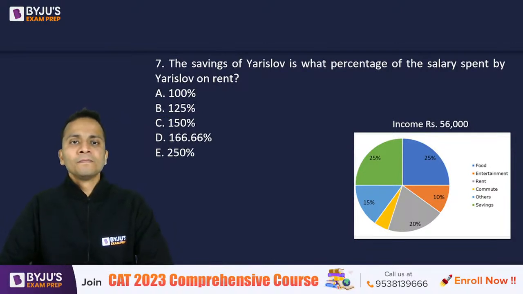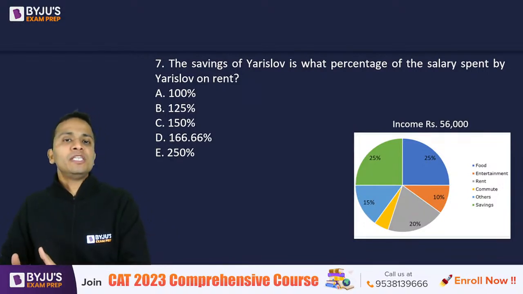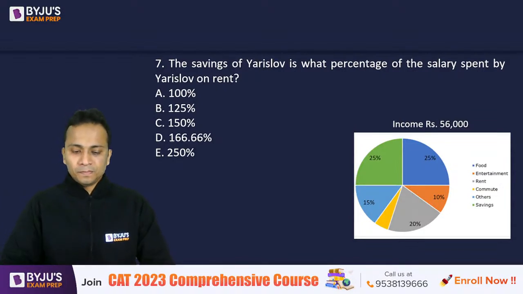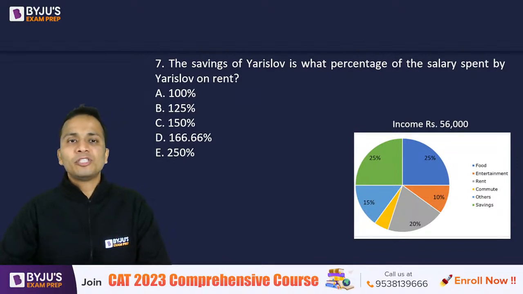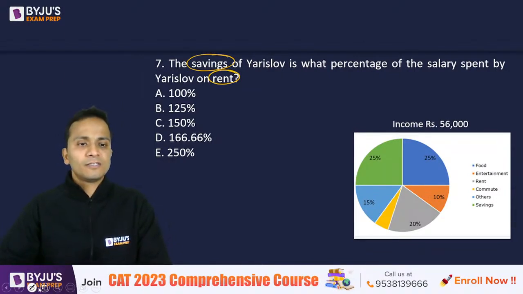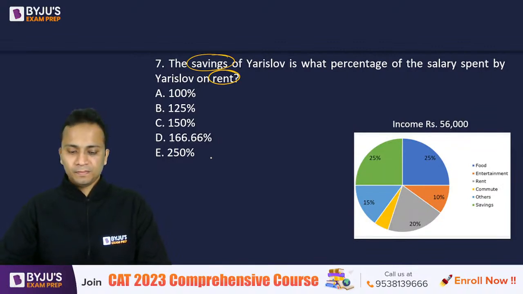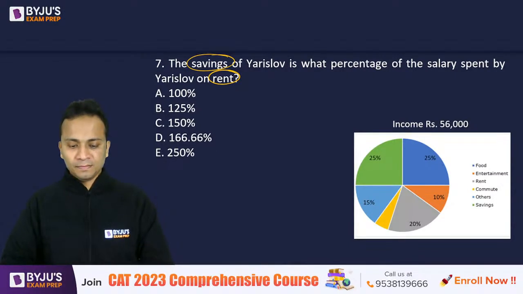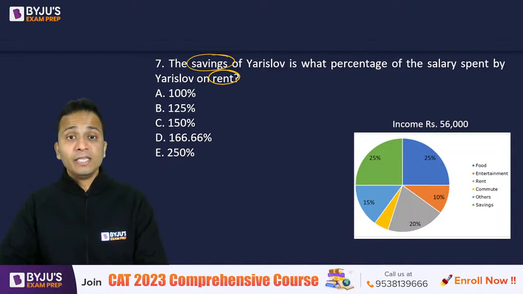Question number 7. The savings of Yarislov is what percentage of the salary spent by Yarislov on rent? So savings is what percentage of rent is what you have to find out. Savings is what percentage of rent? Quickly. All right, Sandeep.